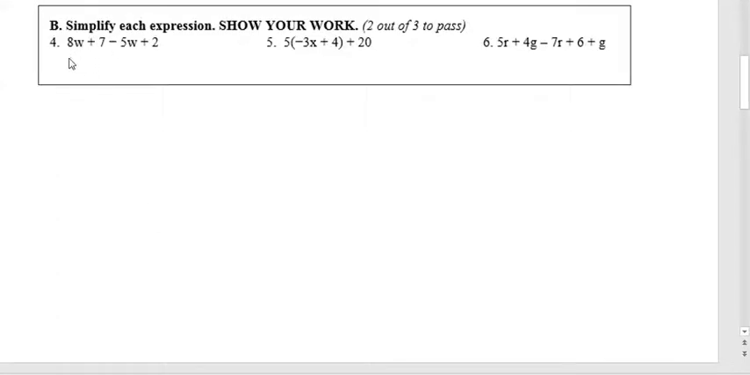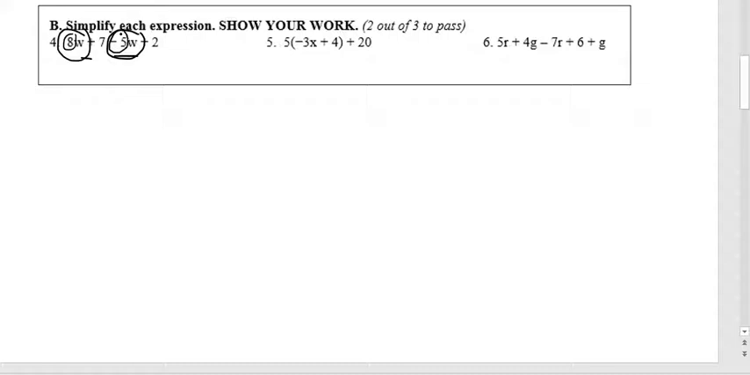Okay, so for this one, number 4, we have 8w and we have a negative 5w. Remember, like terms are terms that have the exact same variable raised to the exact same power. There is a subtraction sign in front of this term right here, so that means that this is a negative 5w. So now to do this, we would be combining a positive 8 with a negative 5.